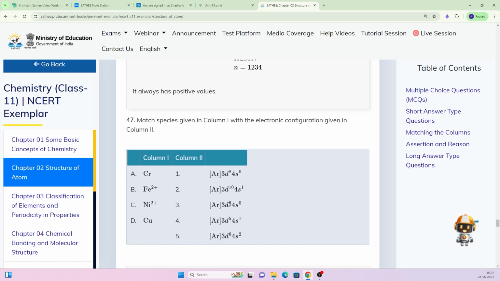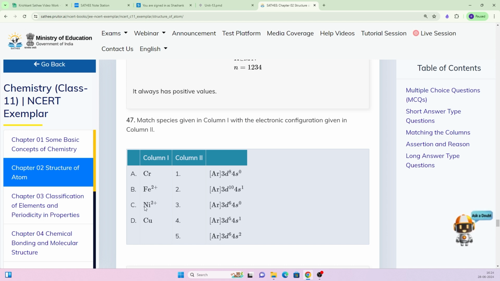Not 18. Yeah, okay, let me see. 18, 19, 20, 21, 22, 23, 24, 25, 26. Yeah, so 8 are to be filled. 8 electrons. So this is one possibility. I think this is the correct option. So iron 2 plus, since 2 are removed, gives 3d6. So B will go with 3 because 2 are removed also.